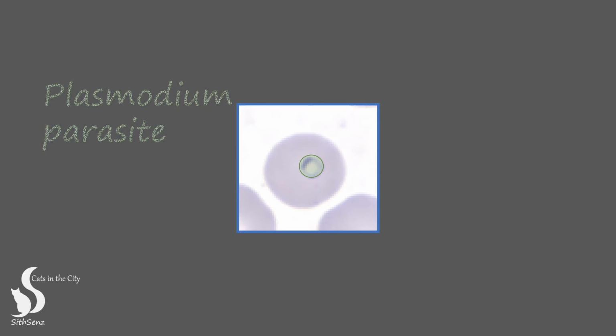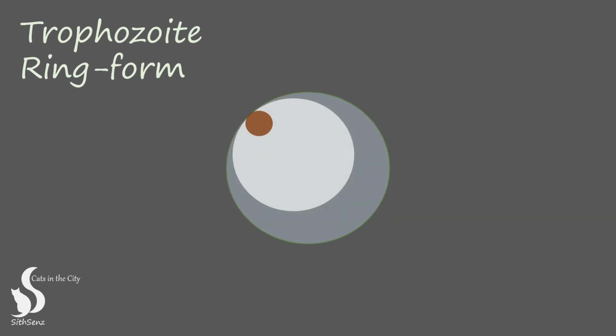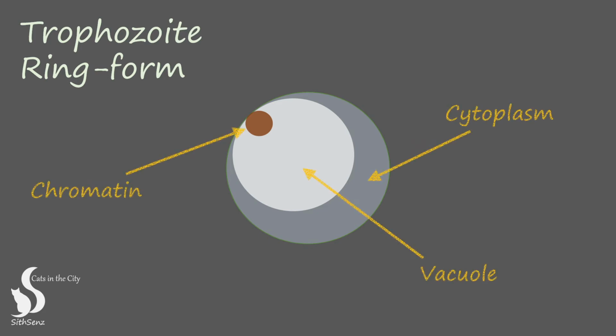That small thing that looks like a ring is a malaria parasite? Yes. That small thing, as you called it, is a malaria parasite. It's actually called a trophozoite, and it's in a ring form. I get it now. A ring-form trophozoite. A ring-form trophozoite is made up of a few structures. Firstly, there's a chromatin dot, and a cytoplasm. And finally, a vacuole. Yes, I'm beginning to see the picture now.